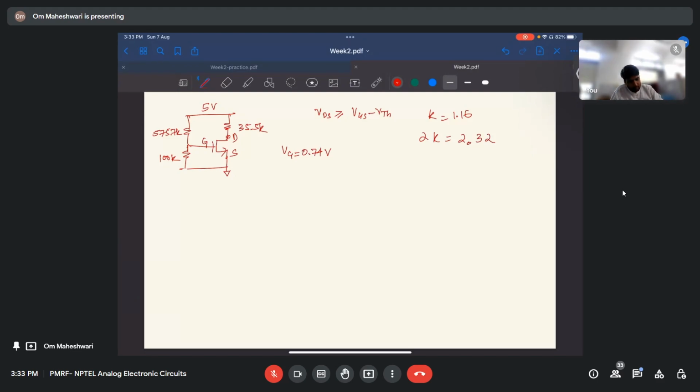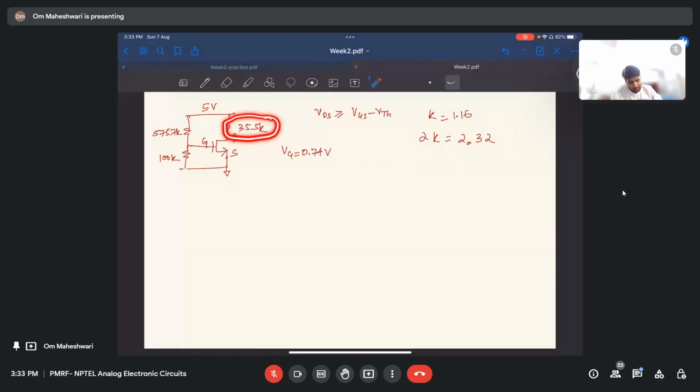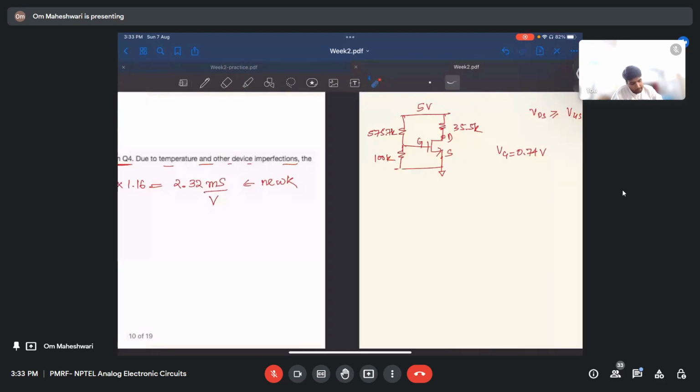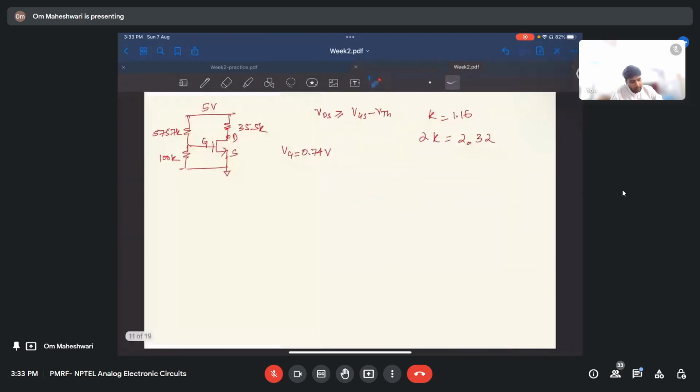So this is the circuit as previous. R1 and R2 values are previous values. RD value is just 35.5. They have shown RD value from question 4, R1, R2 values from question 3. K earlier was 1.16, so 2K now is 2.32. And VG we have already solved earlier. It was R2 by R1 plus R2 into 5, so it will be 0.74 volts.